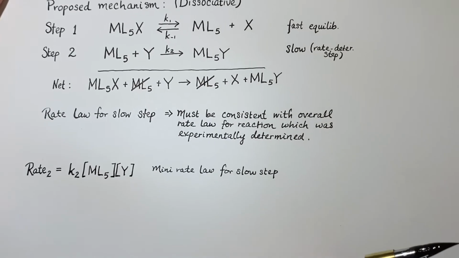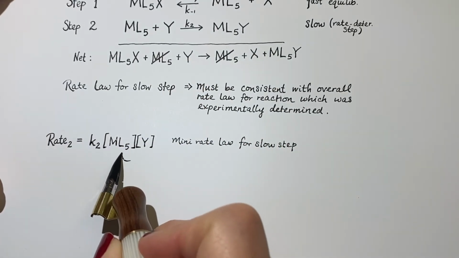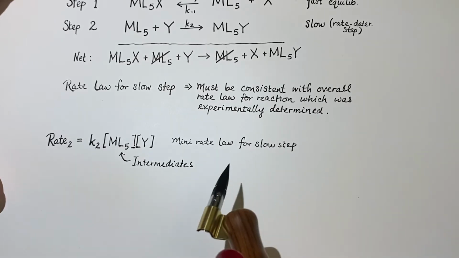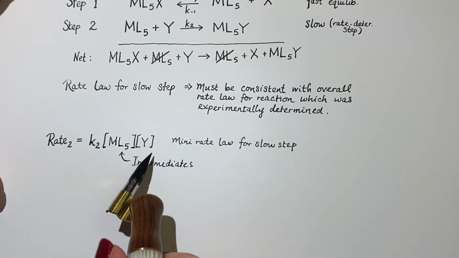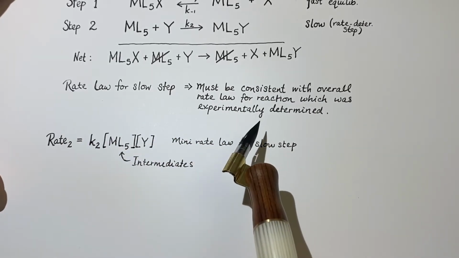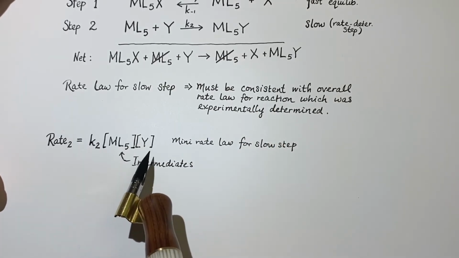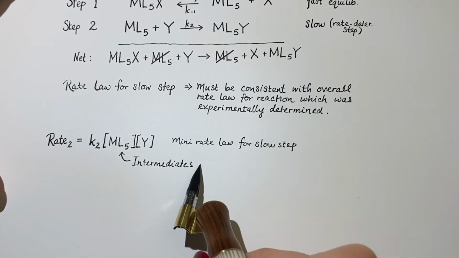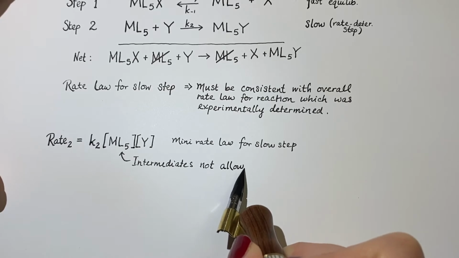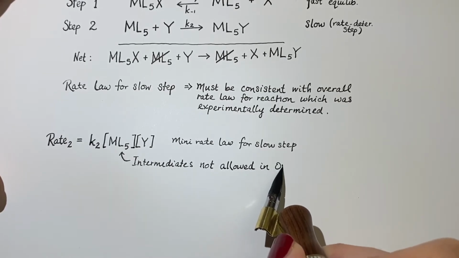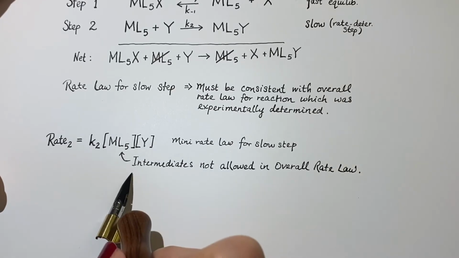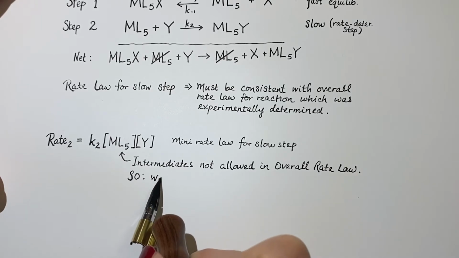But here's the problem. Intermediates are not allowed in an overall rate law. So we can't just say, oh great, we're done. Here's the rate law for the slow step. Because although this might be consistent with the overall rate law, intermediates are not allowed. This is one of our rules. This is one of our stipulations. Not allowed in the overall rate law. Okay. So what do we do? We must substitute.